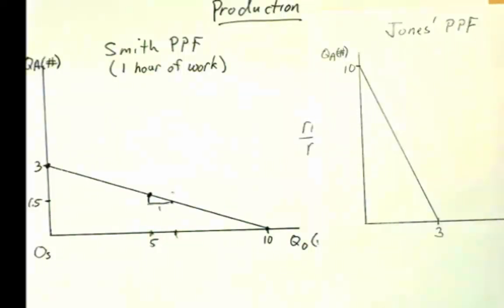Smith's better at producing oranges than Jones, so Smith has an absolute advantage in the production of oranges, relative to Jones. Who has the absolute advantage in the production of apples? Jones, because 10 is greater than 3. We've reversed the numbers only, and Jones is better at producing apples than Smith is. Okay. So we've defined absolute advantage. Next.